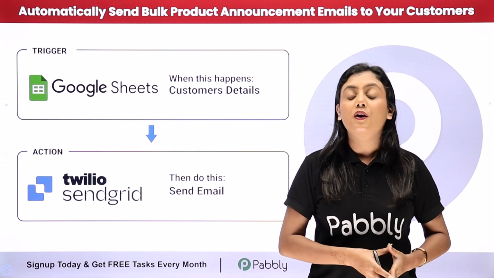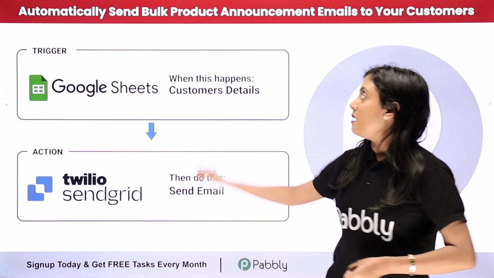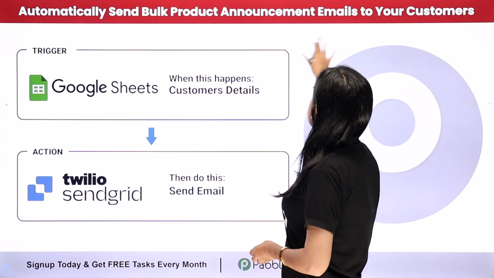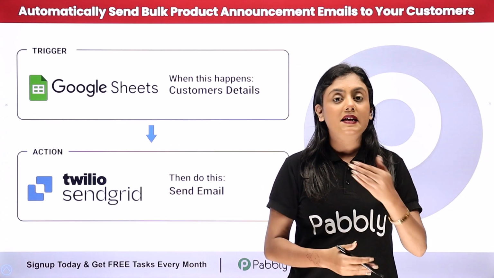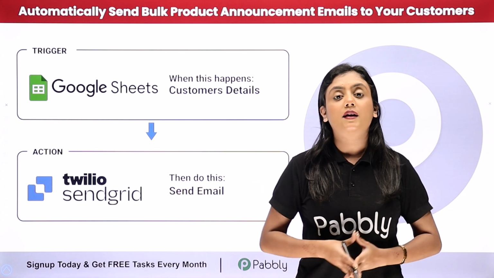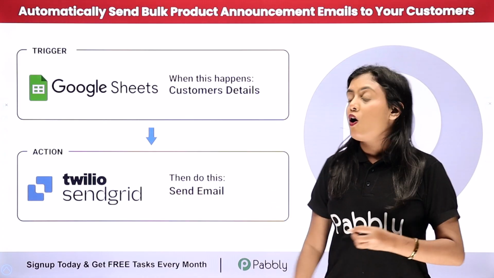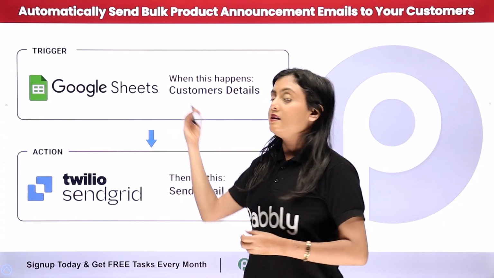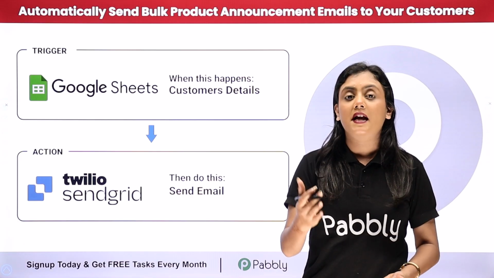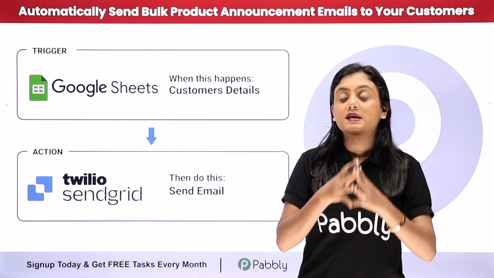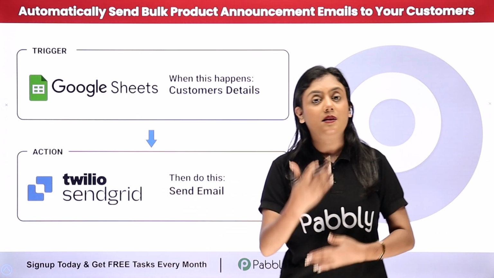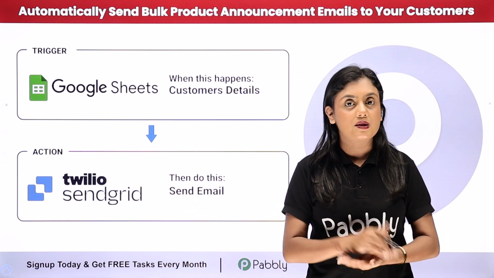In this video, you are going to understand how you can automatically send bulk product announcement emails to your customers. I have an existing customer list created in my Google Sheets. Towards all the customers whose details I've added in my Google Sheets, I want to send a product announcement email. Over here I will be using SendGrid, as I manage the email conversation and email management through SendGrid.